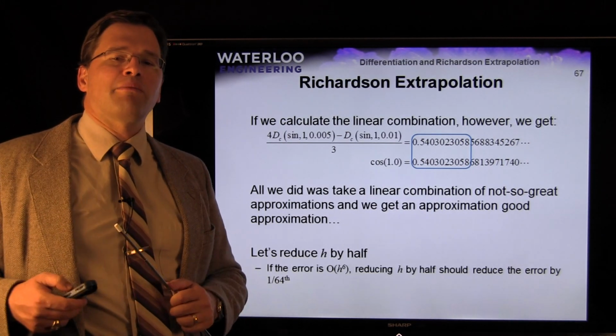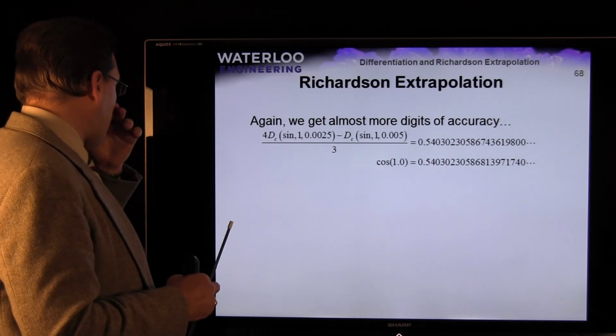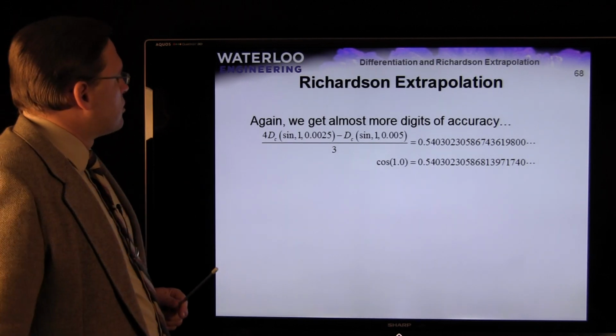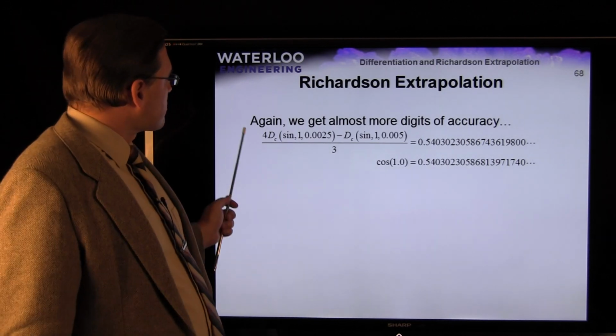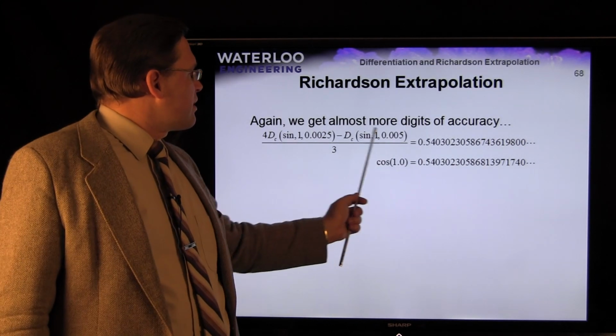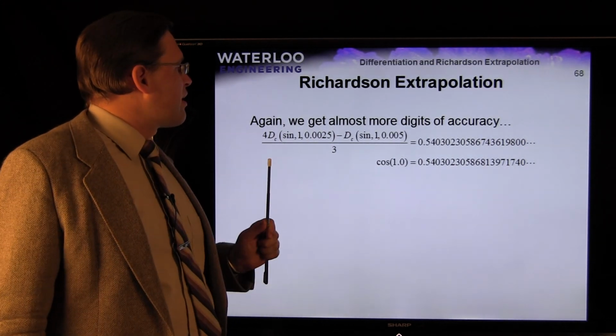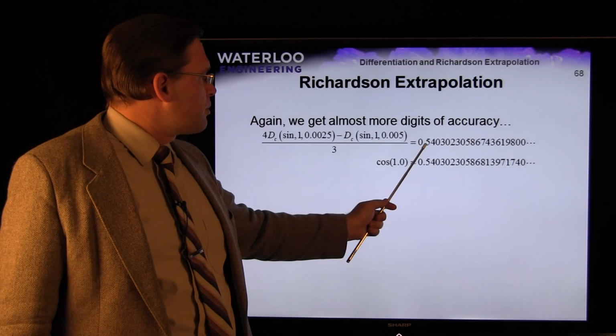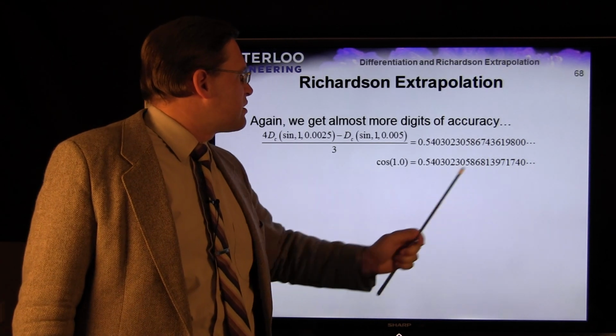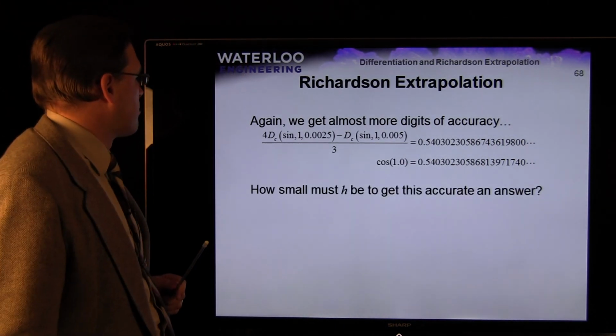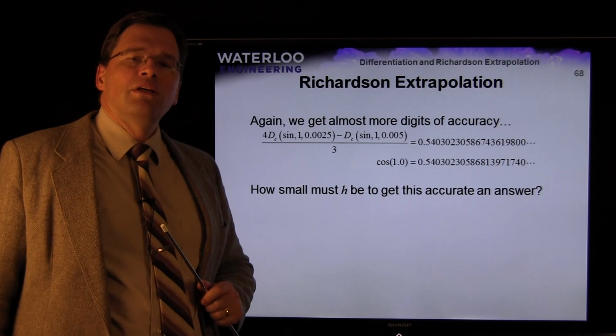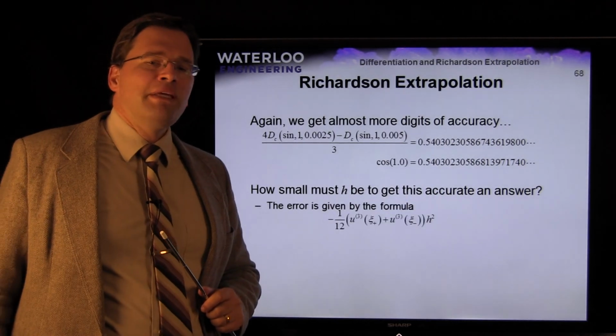Or we'd reduce the error by a factor of 64. So once again, notice that if we calculate with a smaller value of h by a factor of 2, we get a significant number of digits that are accurate. How small must h actually be?